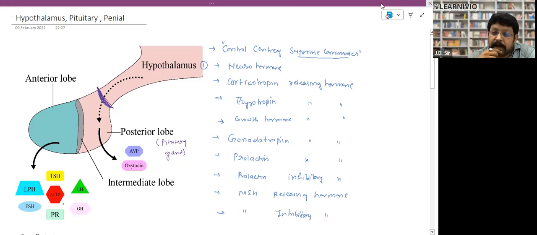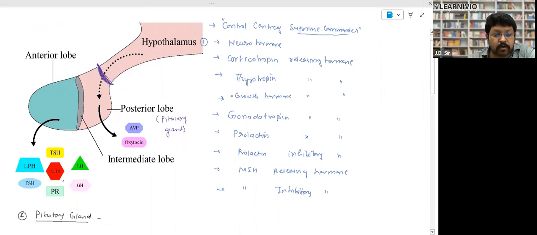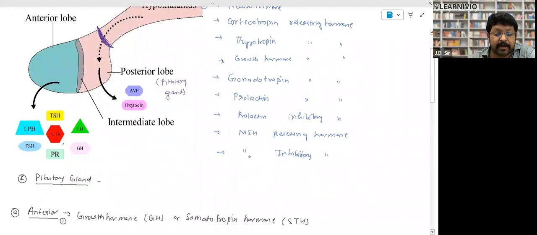So first thing, you came to know what the feedback mechanism is. Now I'll start. It is called the control center or supreme commander. Why? The supreme commander is the pituitary, and the hypothalamus is controlling the pituitary. It secretes neurohormones: corticotropin releasing hormone, thyrotropin releasing hormone, growth hormone releasing hormone, gonadotropin releasing hormone, prolactin releasing hormone, prolactin inhibiting hormone (inhibiting means stop), melanocyte stimulating hormone, and melanocyte inhibiting hormone. That's it.